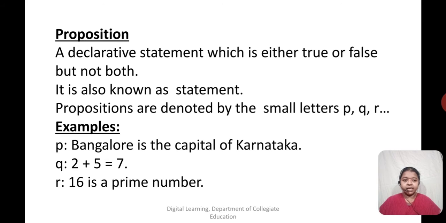Proposition. A declarative statement which is either true or false but not both. Whichever statement we take, it can either be true or false, but we cannot have both of them. It is also known as statement. We denote this by the small letters P, Q, R, S and so on. Now let us consider the examples. Let me take P. So denotation is by P and I say Bangalore is the capital of Karnataka. Q. 2 plus 5 is equal to 7. Another example is R. 16 is a prime number.